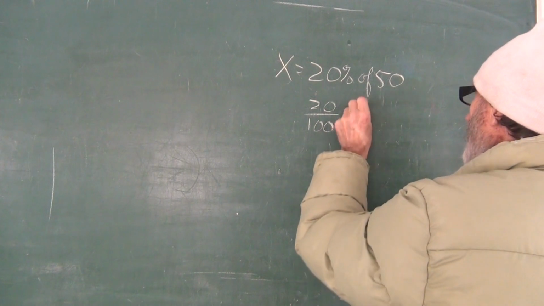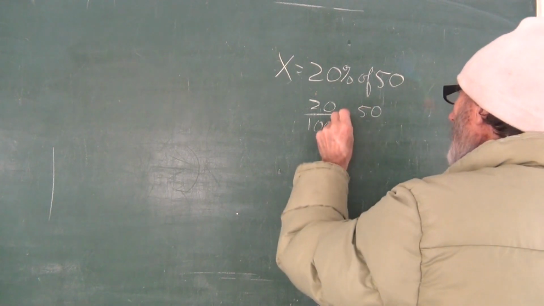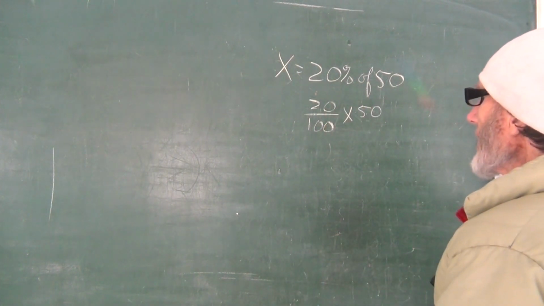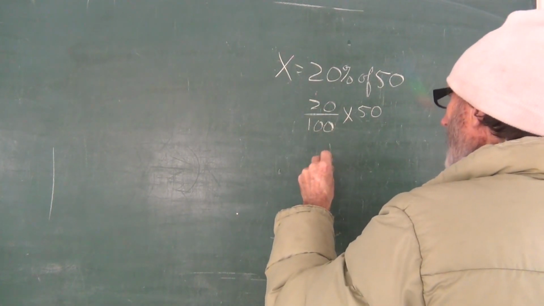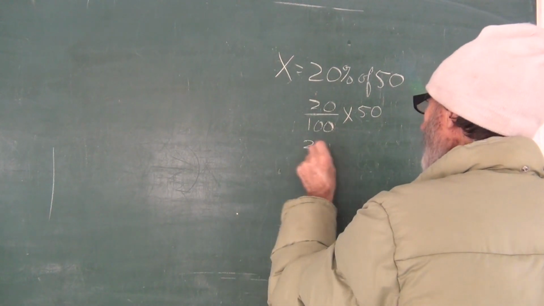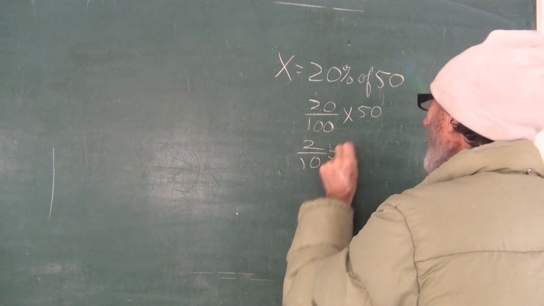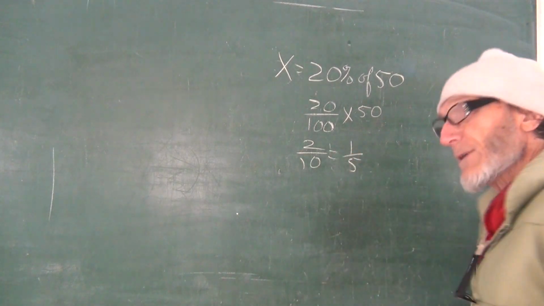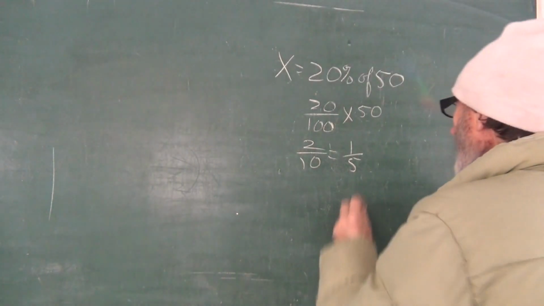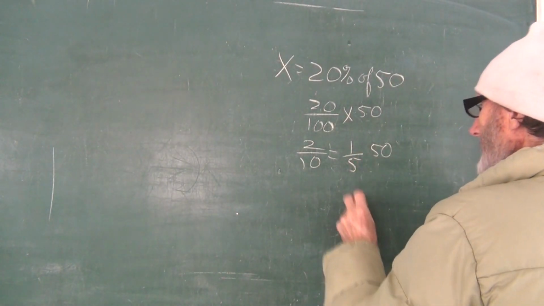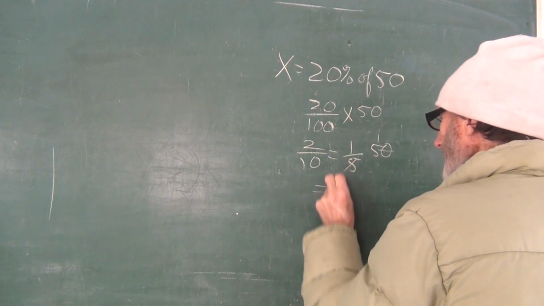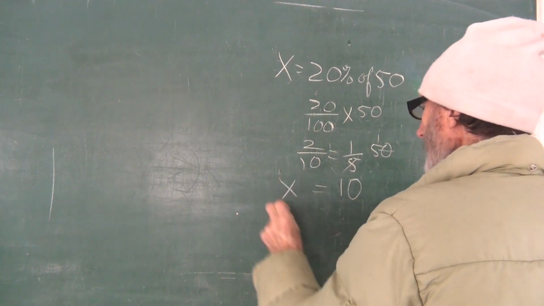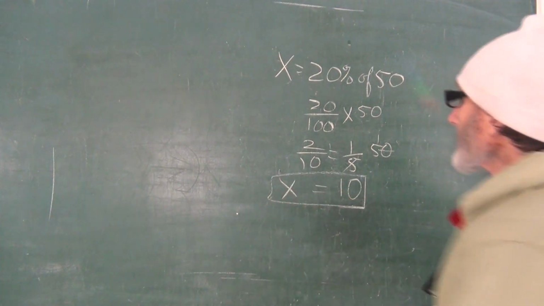20% of 50 would be, well, that's 2/10 of 50. Well, 2/10 simplifies down to 1/5. Well, what's 1/5 of 50? You already knew that, right? So 1/5 of 50 is going to be 10, huh? Yeah, so our final answer is going to be 10. So x equals 10. Got it.